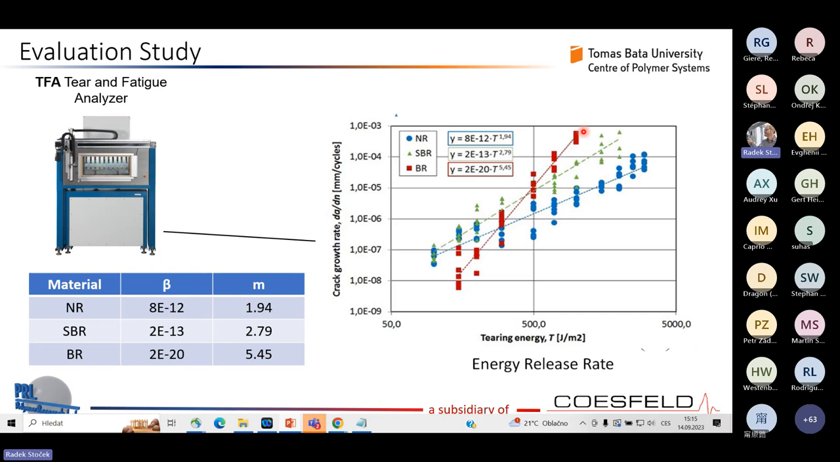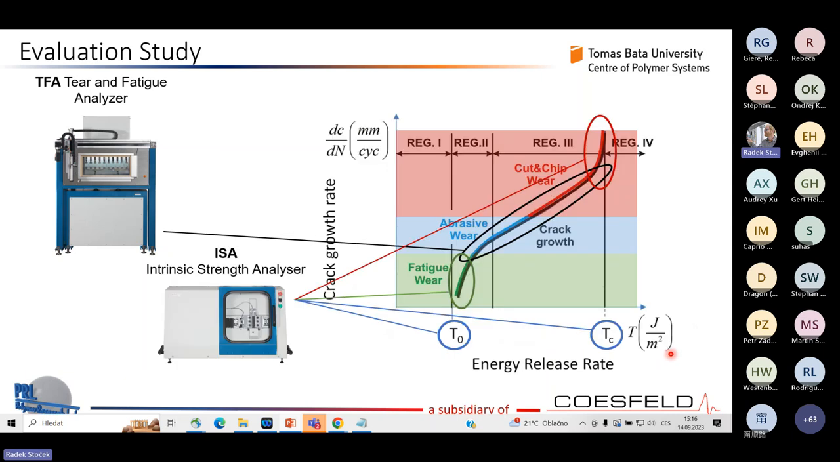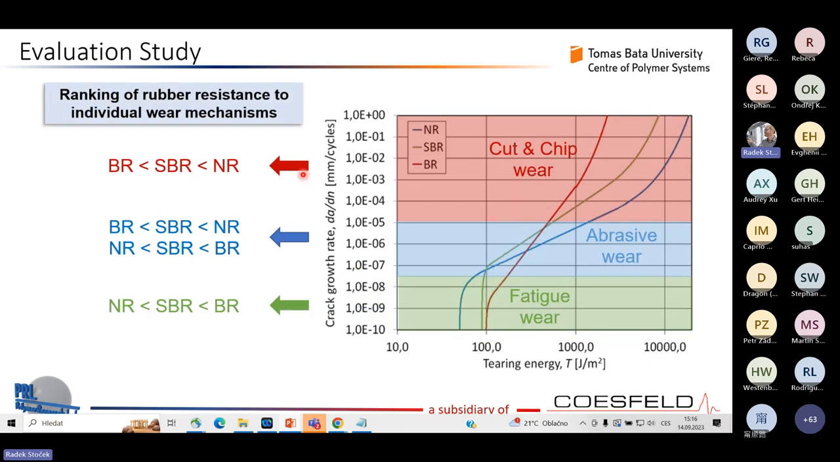What does it mean? It means that once a crack is initiated in such a rubber, natural rubber will be the most resistant against crack propagation, followed by SBR, and the least resistant will be the butadiene rubber. In general, this is in the stable crack growth regime 3, as I presented. So we have all the data measured we need to create a complete curve and to understand completely the wear mechanisms. The complete Paris-Erdogan fatigue crack curves are presented here on the right-hand side, and this, on the left-hand side, is a ranking of rubber resistance to individual wear mechanisms.